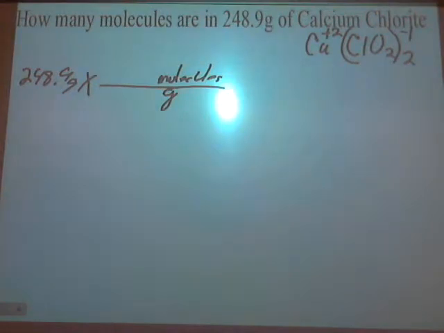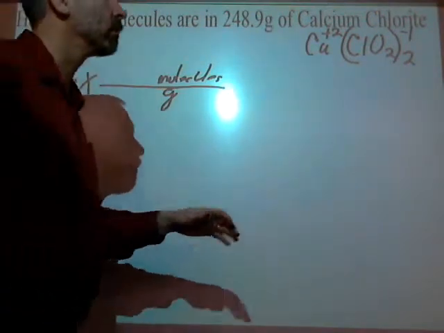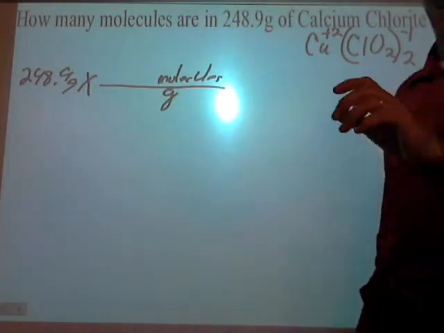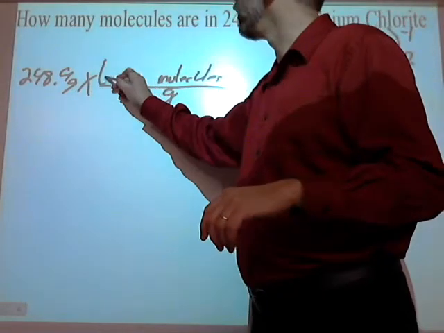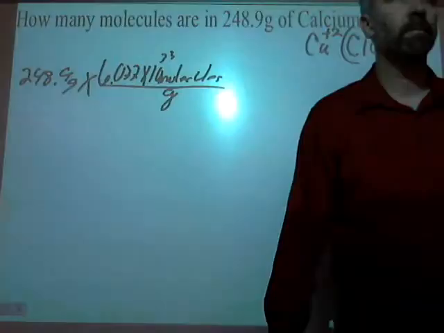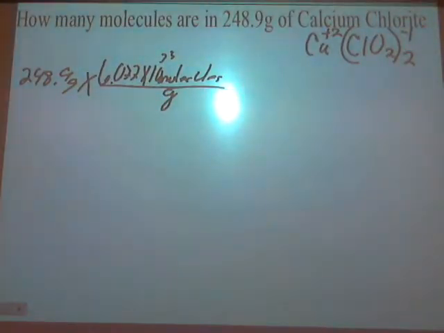What goes next to molecules every single time? And if you don't remember, look over here. 6.022 times 10 to the 23rd. Just like it went next to atoms every single time back in the day. What goes next to grams? That's going to be a problem, isn't it? You can see it already, can't you?